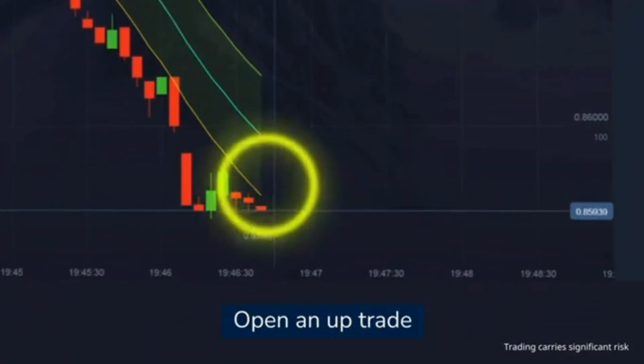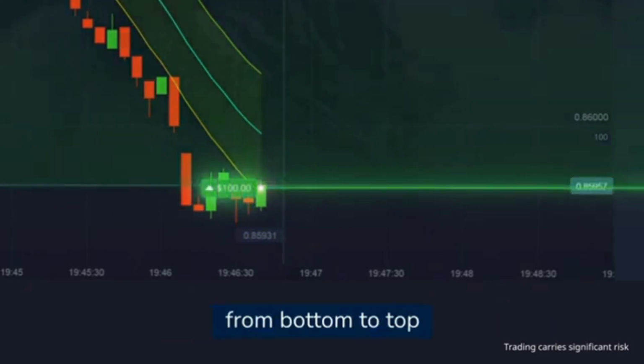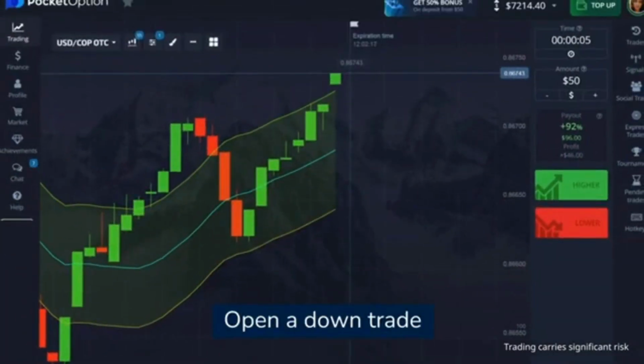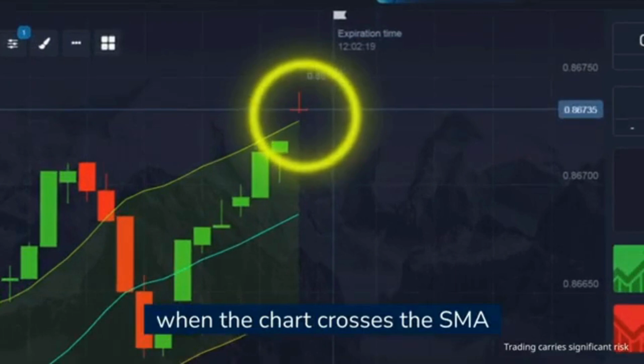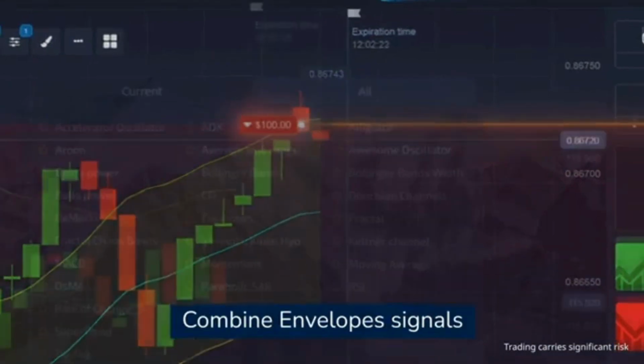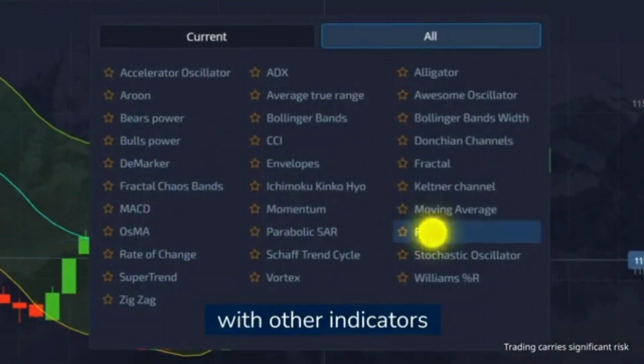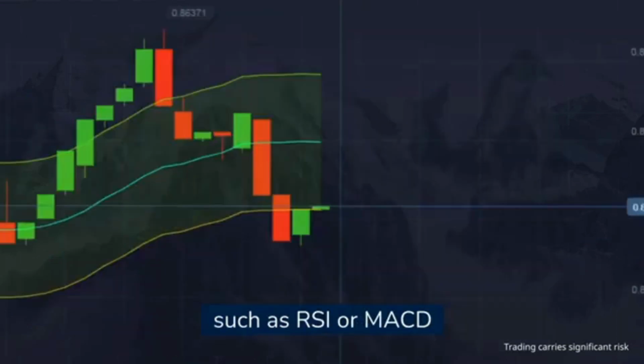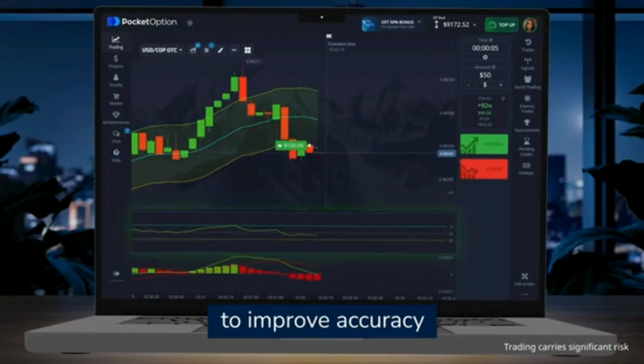Open an up trade when the chart crosses the SMA from bottom to top. Open a down trade when the chart crosses the SMA from top to bottom. Combine envelope signals with other indicators such as RSI or MACD to improve accuracy.